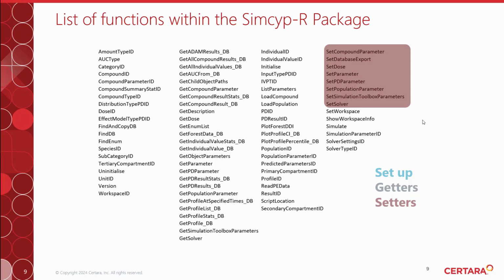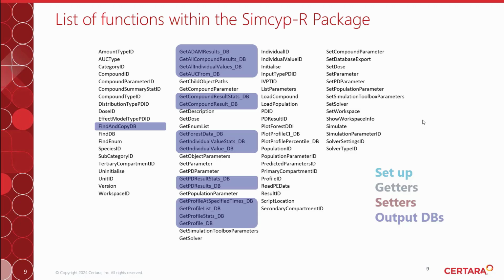The next set of functions are the setters, and these functions set parameter values within the workspace. So for example, if you wish to change the dose value within the workspace that is attached in R, you use the function called setDose in order to change the dose value.